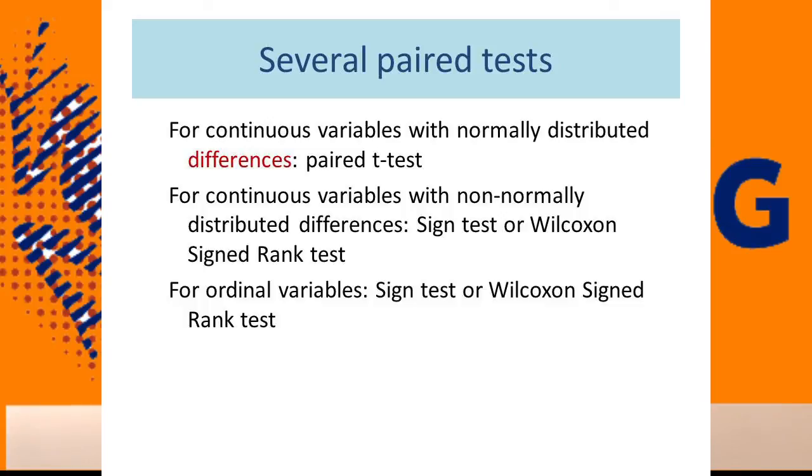If we have a continuous outcome variable and the changes between the related observations are normally distributed, we can use the paired t-test. If the differences are not normally distributed, or the data are ordinal, we can use the sign test or Wilcoxon signed rank test. For binary paired data, we can use McNemar's test.